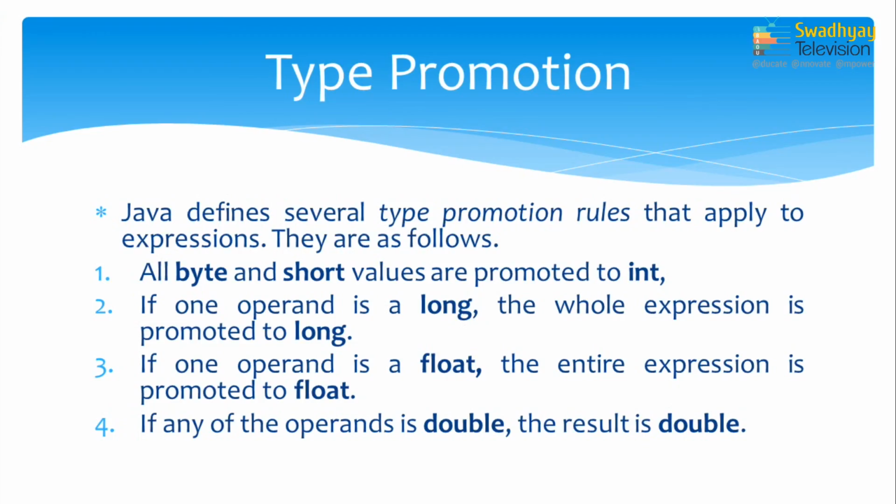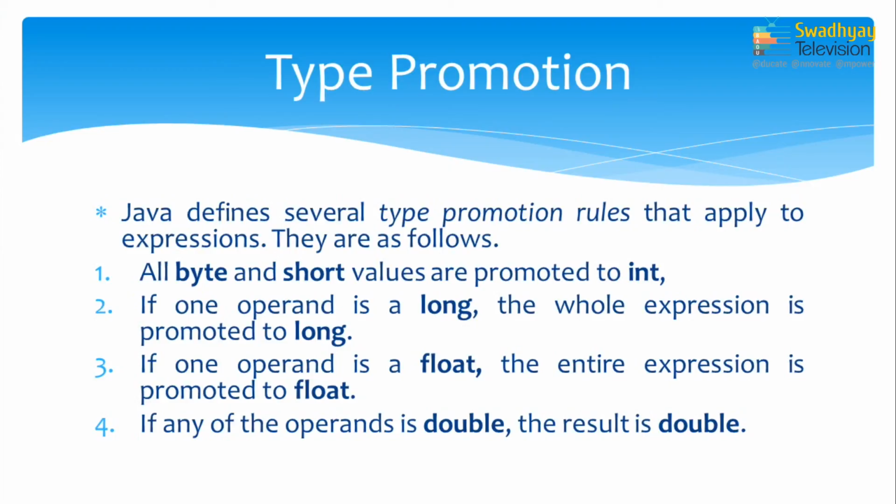Now, in an expression we can use multiple types of data. So, Java will ultimately decide the type of the expression based on the values used in the expression. This kind of thing is known as type promotion. Now, Java defines several type promotion rules that apply to expressions. First, all byte and short values are promoted to integer. That means, if an expression consists of three values, byte, short and integer, it will be promoted to integer, and if one operand is long, then the whole expression is promoted to long.